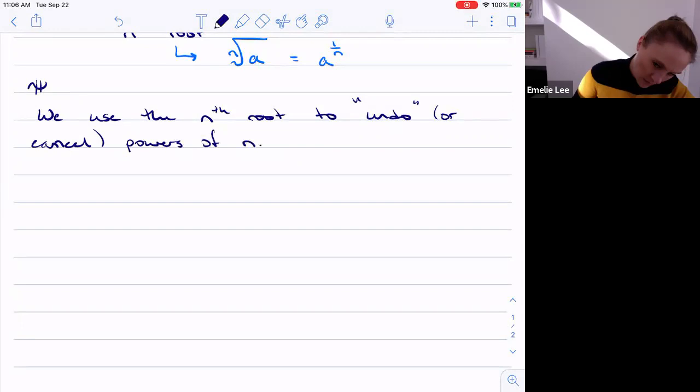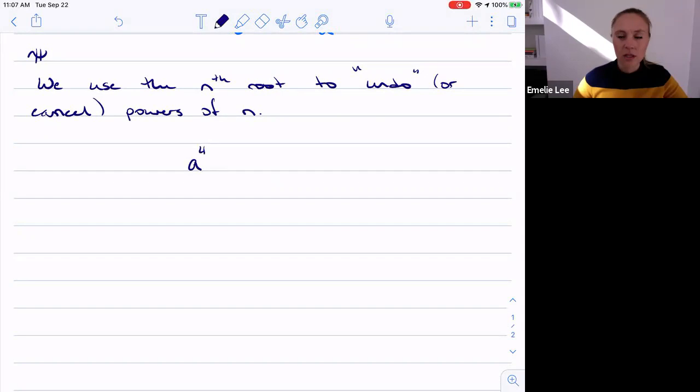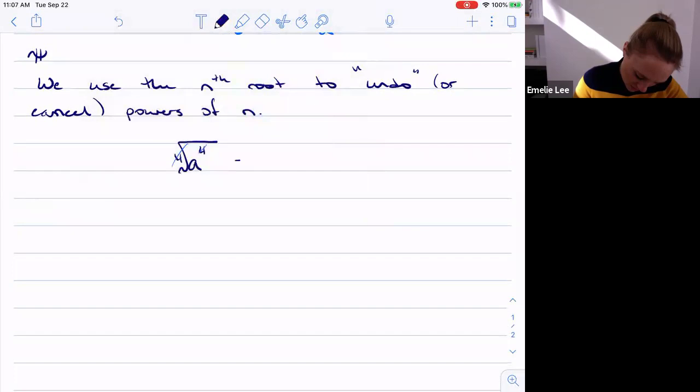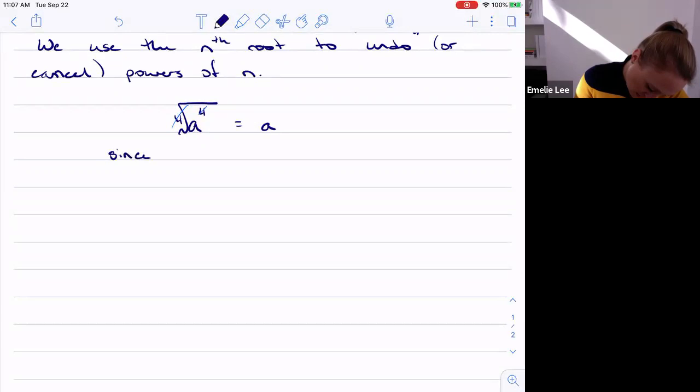In general, and there are some caveats that we'll establish later, if you have a to the power of 4, then taking the fourth root of that, these would just cancel, and you're left with just a. The reason for that is that the fourth root of a to the 4 is a to the 4, all to the power of 1 over 4.